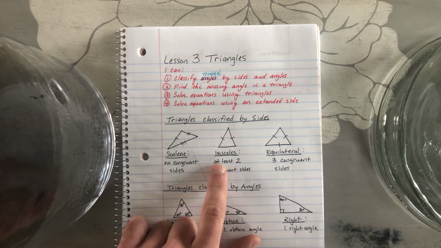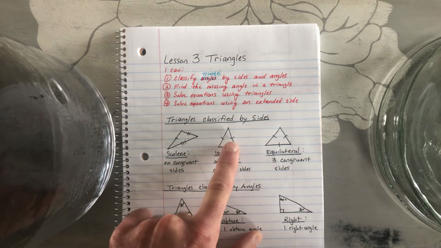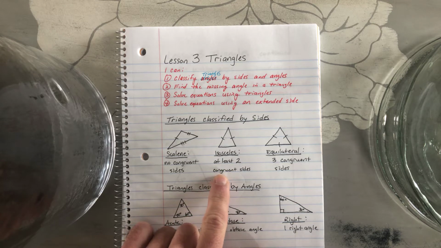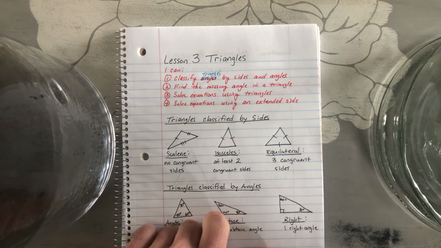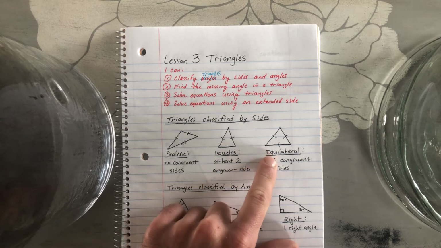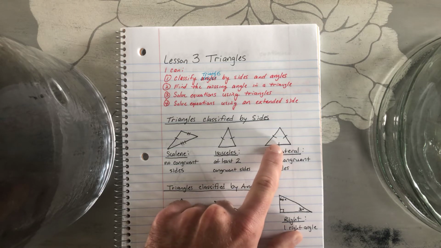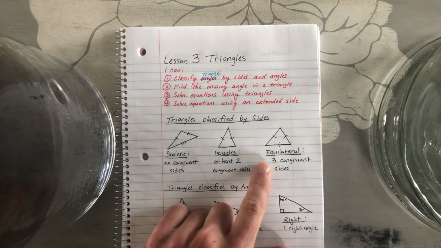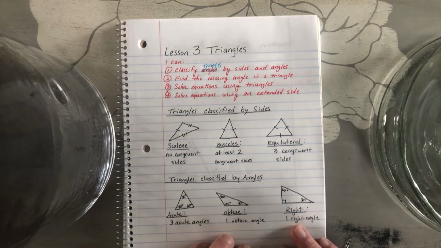Here we have isosceles. Isosceles triangles, you can see those two are marked with a single mark, therefore they are the same length. And so isosceles triangles are classified as having at least 2 congruent sides. And over here we have a triangle that's called equilateral. Equilateral has 3 sides that are all the same length. Therefore 3 congruent sides means it's equilateral. So those are the classifications based on the side length.